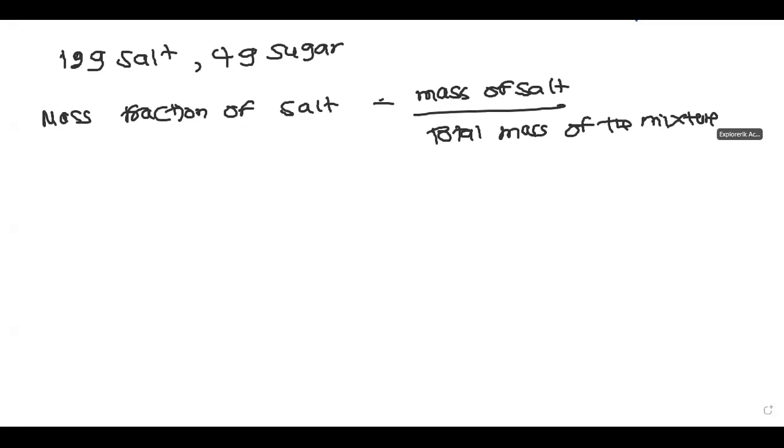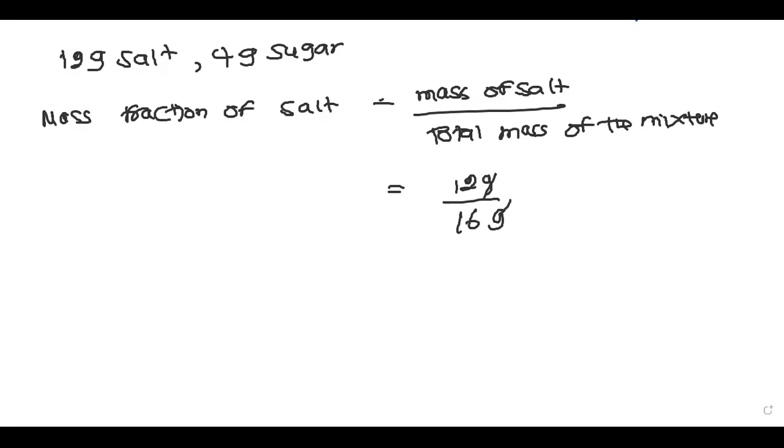And when you talk about the total mass, 4 grams of sugar and 12 grams of salt is there, altogether 16 grams. So grams to grams cancels off, and then the ratio remains at 3 over 4, right?